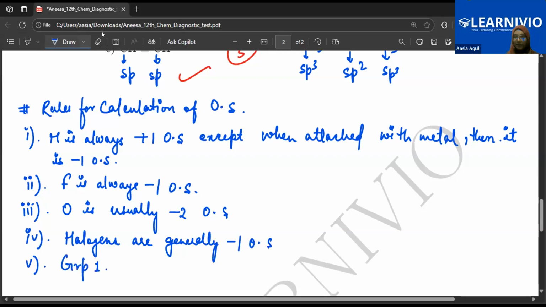Group 1 means alkali metals, your lithium, sodium, potassium, and so on. Group 1 elements are basically +1. And group 2, which are alkaline earth metals, they have +2. Okay, so these points are very, very important. Just keep them in mind.